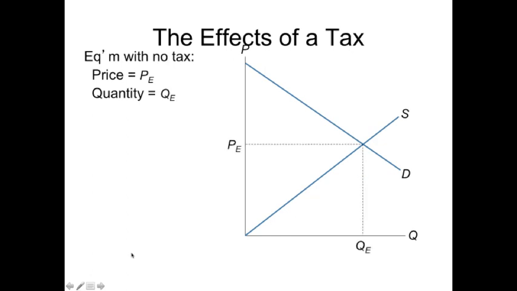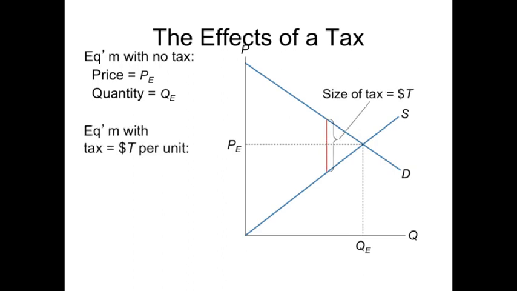So what's the effect of the tax? It's the typical demand and supply curve that you're used to by now. You could graph this out yourself. You know the equilibrium price, the equilibrium quantity. Well, the tax is going to form a wedge in between there, the wedge being for the size of the tax, $T per unit.